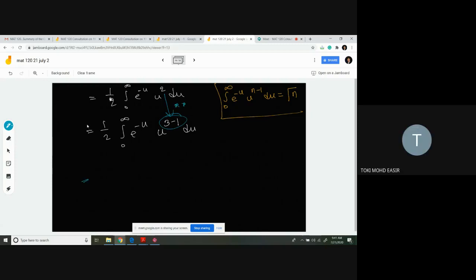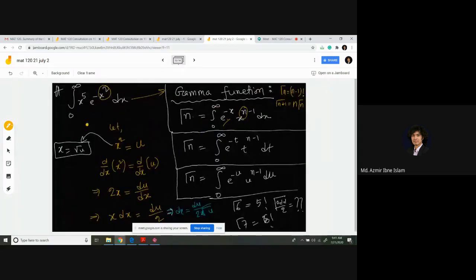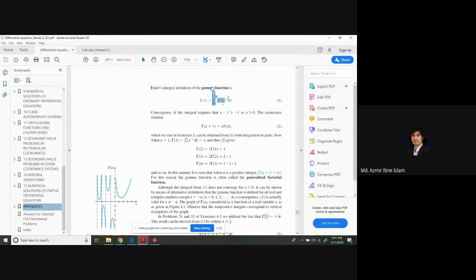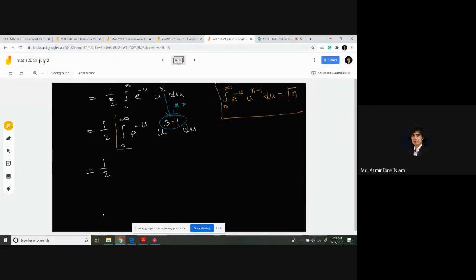Sir, I got this part, but here we first integrated with respect to x, and now we are doing it with respect to u. That is the advantage of using the gamma function: the variable doesn't matter. I have already told you it may be x, t, or u. We don't need to solve this integral directly. You can just use the definition, that this is equal to a number.